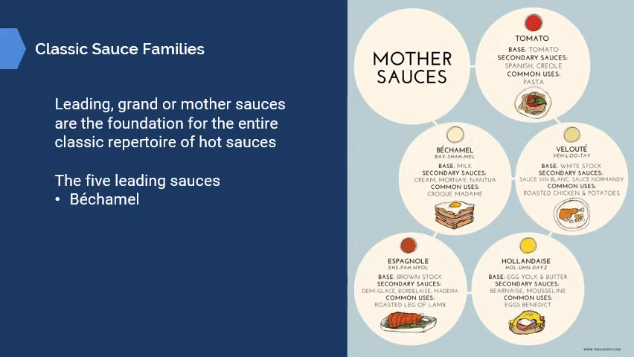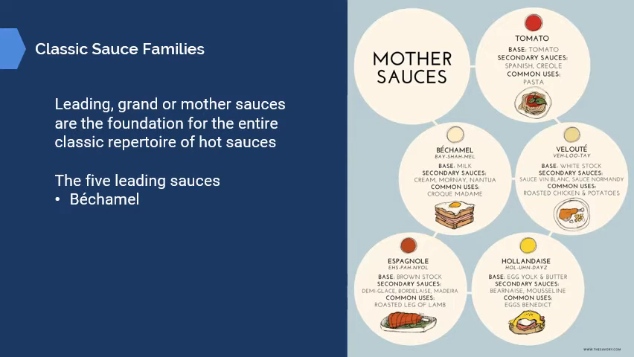A sauce is essentially a liquid plus some sort of thickening agent, along with other flavoring ingredients. Each one of the five mother sauces is made from a different liquid and a different thickening agent. Although three of the mother sauces are thickened with a roux, in each case the roux is cooked for a different amount of time to produce a lighter or darker color.